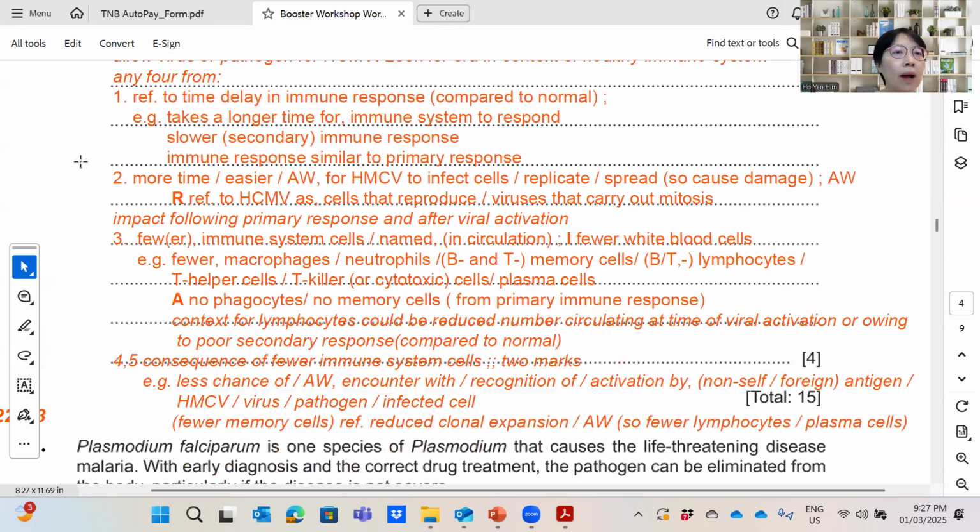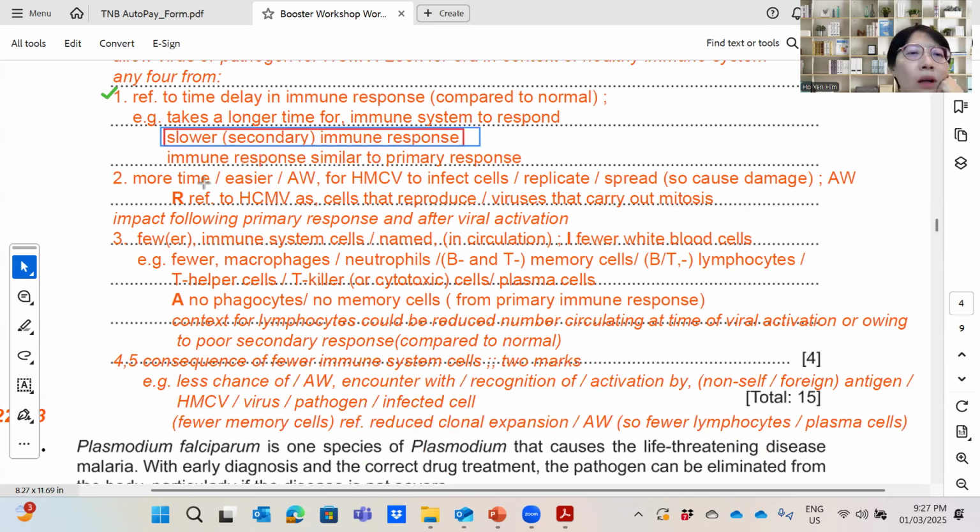So, mark scheme number 1. There's a time delay in the immune response. That means after the pathogen is activated, our immune system is very slow in responding. Slow in what? Slow in phagocytosis, slow in clonal selection and clonal expansion. So it takes a longer time for all these processes to happen. So, a slower immune response.